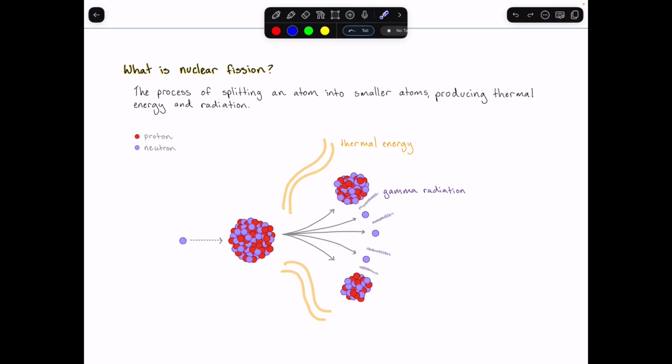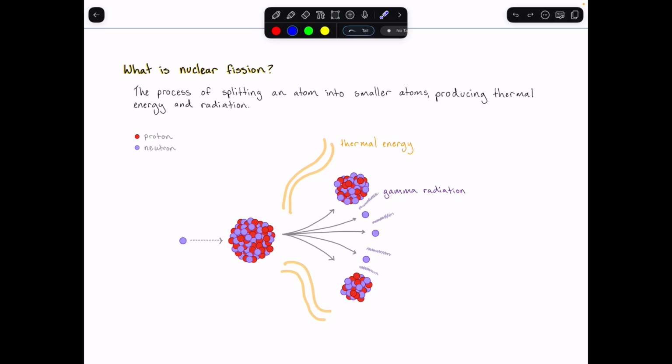gamma radiation. So if we look at this simple diagram I've done here, a little red dot represents a proton and a little purple dot represents a neutron. In a fission reaction, we have a neutron that is fired at a very high speed at an unstable larger atom. When this happens, the unstable larger atom splits into two or more other atoms, maybe releases some neutrons along with it, and then releases thermal energy and gamma radiation.